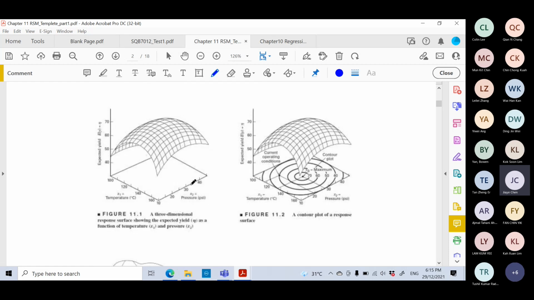So you can observe that this one is the graph of the response surface. This one is a contour plot. Of course, we are not going to draw it manually for this type of plot, but at least you know that there is such a plot which can be drawn out.